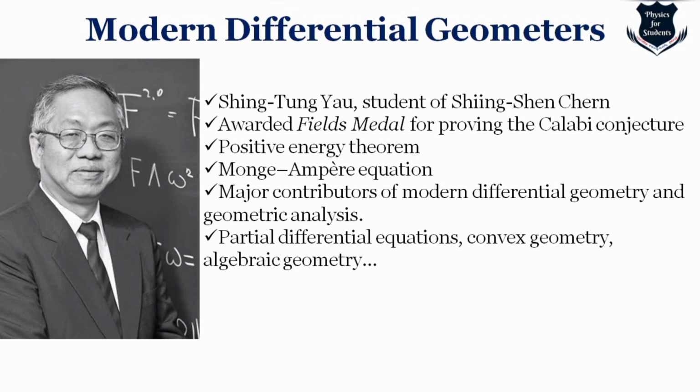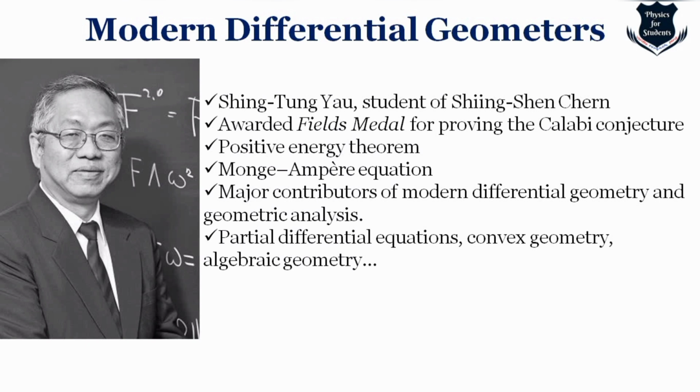His student Shing-Tung Yau was awarded the Fields Medal for proving the Calabi-Yau conjecture. Now, if I talk of Shing-Tung Yau, yes, I read news that he has been entangled in a controversy with Grigori Perelman. However, let us leave aside those controversies and let the world decide. In 1949 he was born in China.